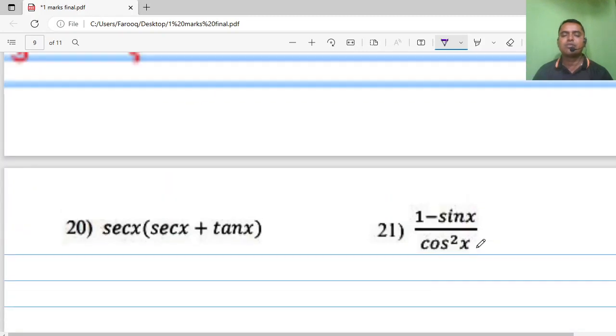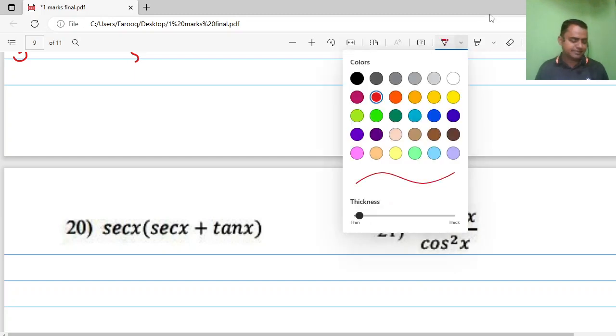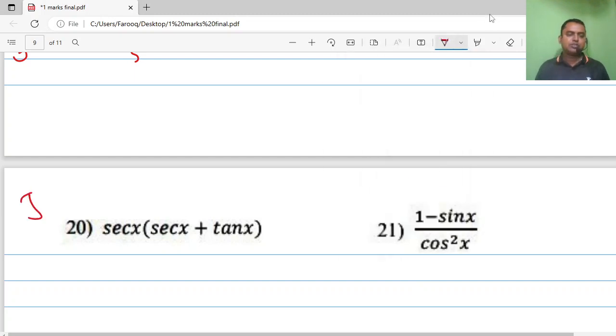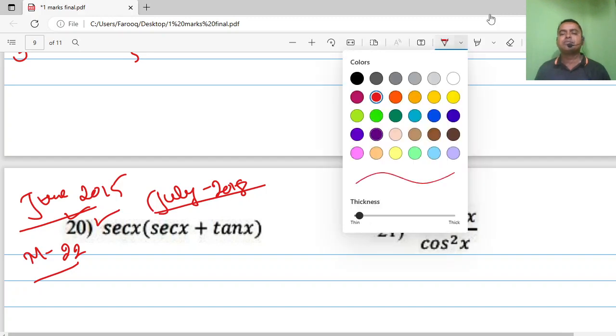The last problem we are doing is the 20th problem, and the remaining problems we will do in the next class. Still 20 problems are there after the 20th problem, and the 20th problem is also very important from the point of view of your examination. This question has been asked in June 2015, July 2018 and March 2022. This question has been asked 3 times and it is a very important problem.